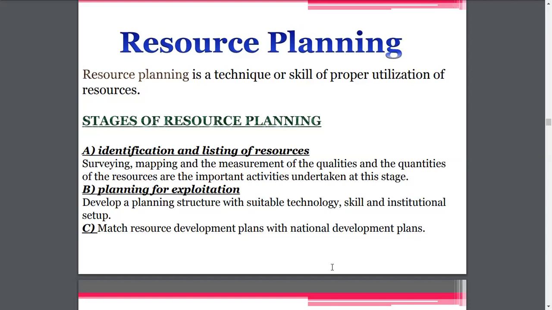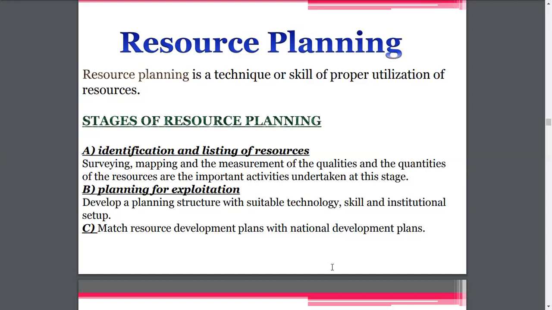It should not happen that we are using more than what we have. Then that will be a deficit thing. It should not happen like that. Then planning for exploitation means develop a planning structure with such suitable technology, skill, and institutional setup. It should not be that we are just doing the planning and there is not a proper structure for it, and we are just overutilizing it, and at last we don't have the resources to use more.